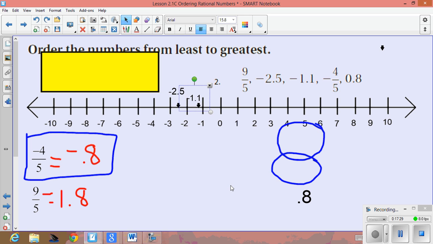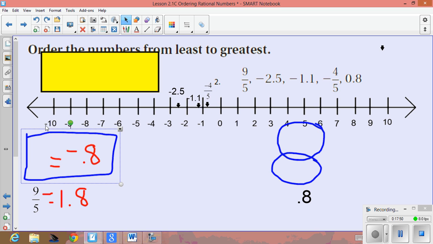Okay, followed by negative 8/10. So that number is almost 1, so that falls right about here, which was originally negative 4 over 5. Be sure you use the original form when you order least to greatest.